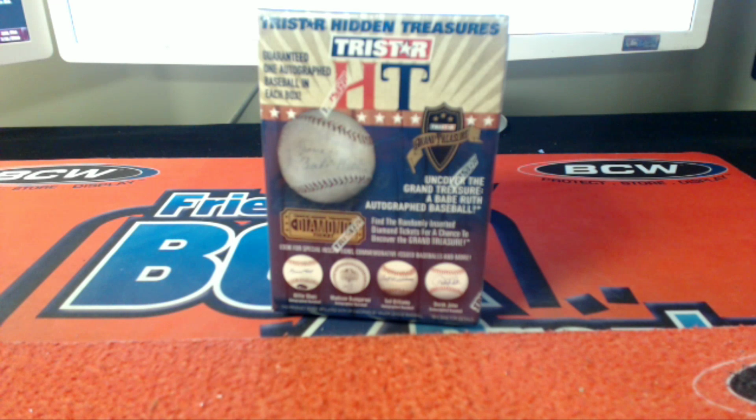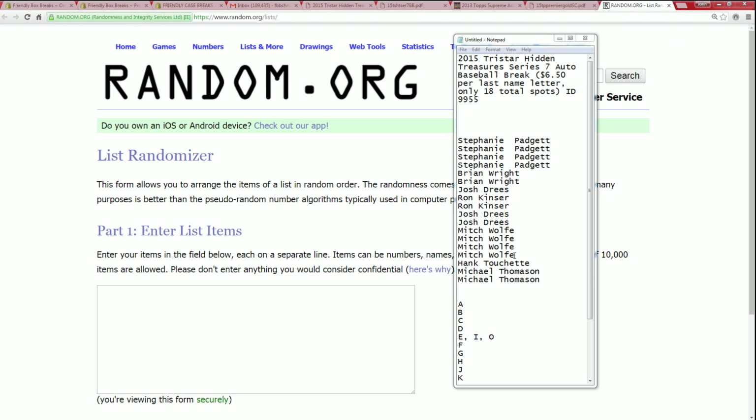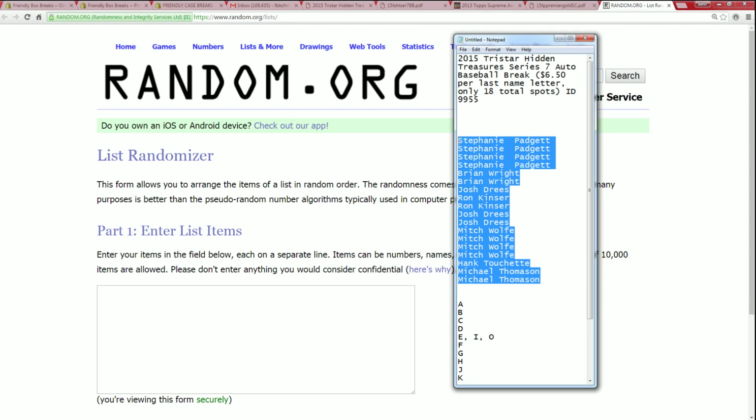So this is the 2015 Tristar Hidden Treasures Series 7 Autograph Baseball Break. It's 99.55. That is our number. And we're going to screen everybody in. Stephanie P is up top. Michael T, you are down at the bottom.